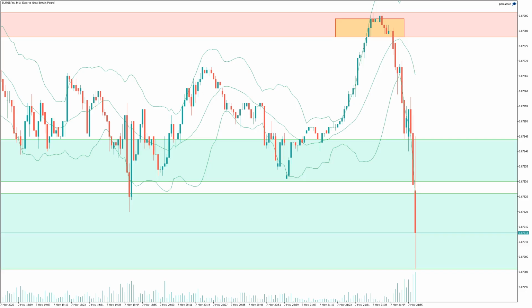The resistance zone is identified around the price level of 0.88110 to 0.88128. This area shows clear signs of selling pressure and price rejection, preventing further upward movement.